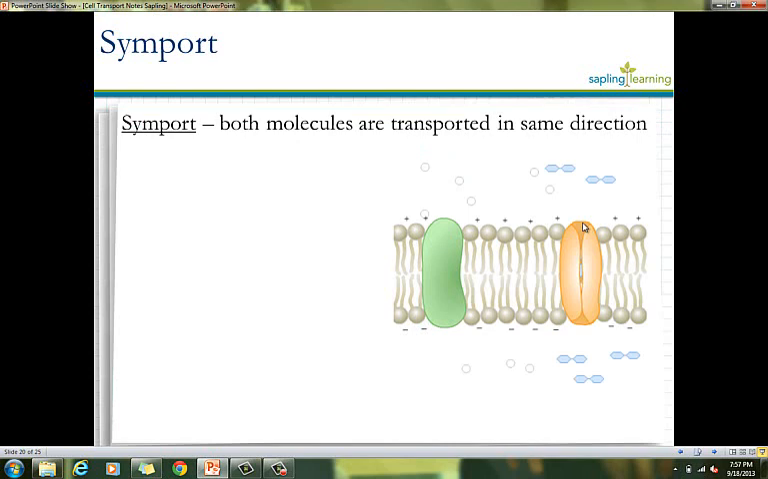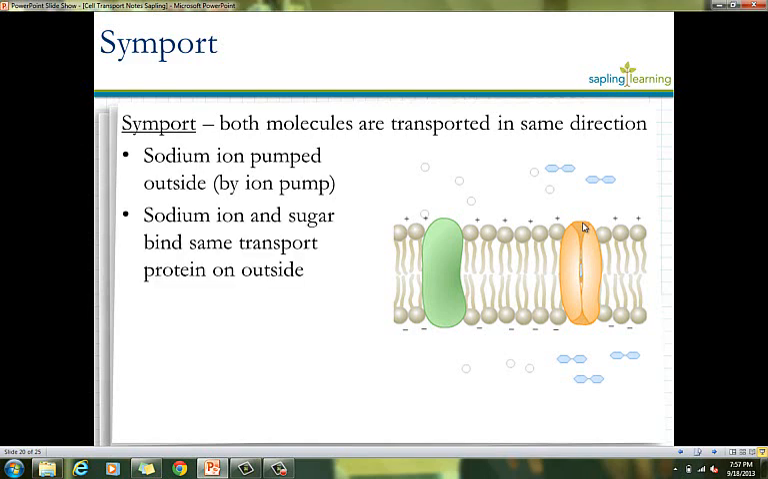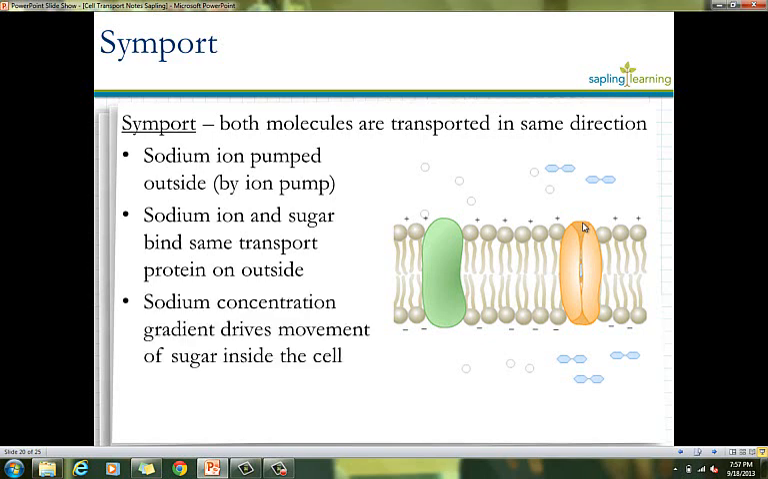Symport is the co-transport of two molecules in the same direction, either in or out of the cell. An example of symport is sodium and sugar. First, sodium ions are pumped outside of the cell against their gradients. Both molecules bind to the same protein on the outside of the cell, and then sodium passes down its concentration gradient through the transport protein. At the same time, sugar is also allowed to enter the cell against its concentration gradient.